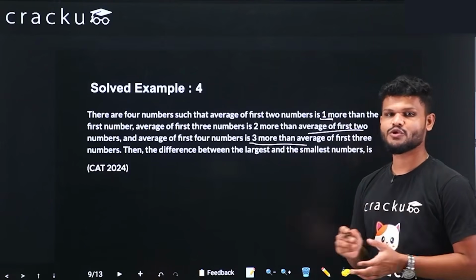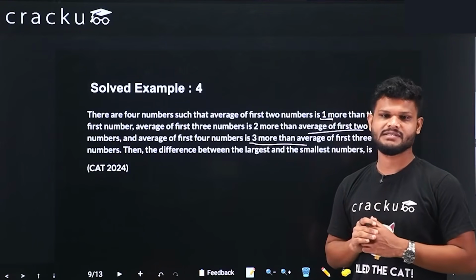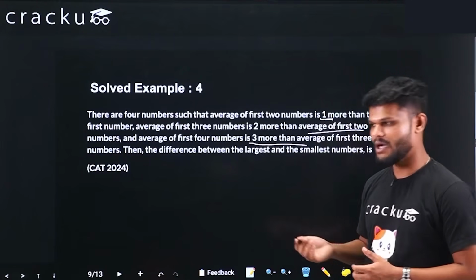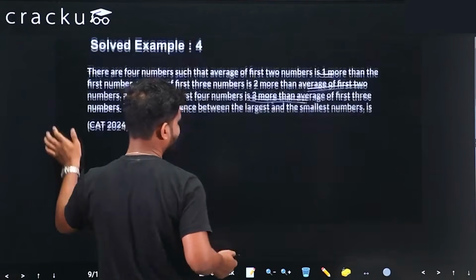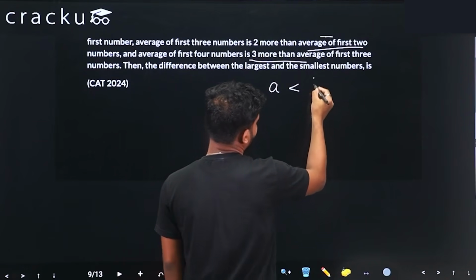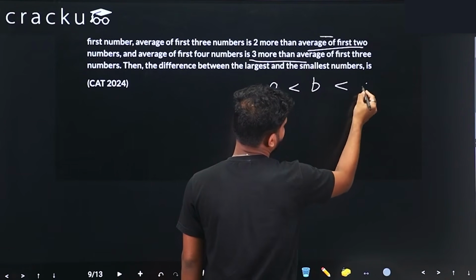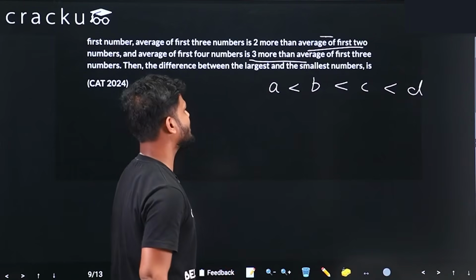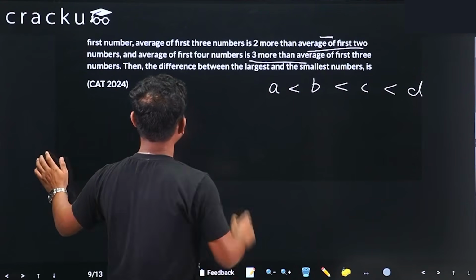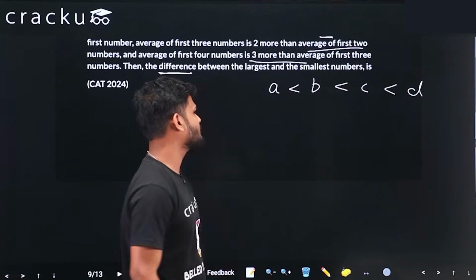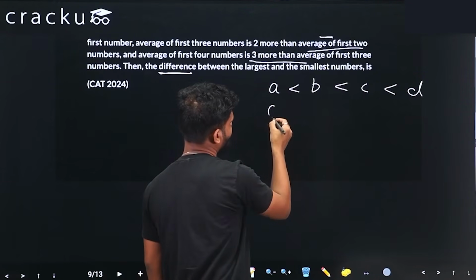Here most of the people would start writing the equations, but you don't have to write the equations. Here what you have to do? Assume the values. How? Let us see. Let us say there are 4 numbers A, B, C and D. So D is the largest, A is the smallest. Now you are asked the difference here, so it doesn't matter what you assume the number. Let us say A is 0.